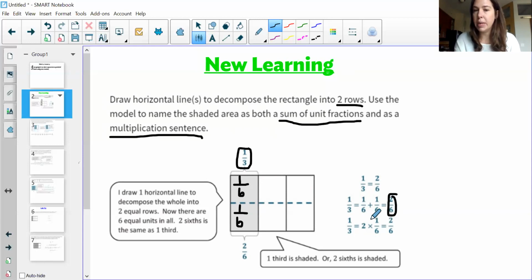Now this is like a repeated addition sentence. We're just rewriting it down here as multiplication. I have 2 groups of 1/6, so I can write that as 2 times 1/6. And that's all there is to it. We're going to do another problem that's a little bit more complicated just because there are more pieces. It doesn't get any more complicated than this. It's just that there are more pieces.